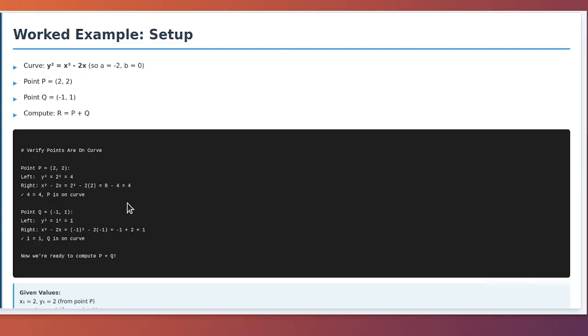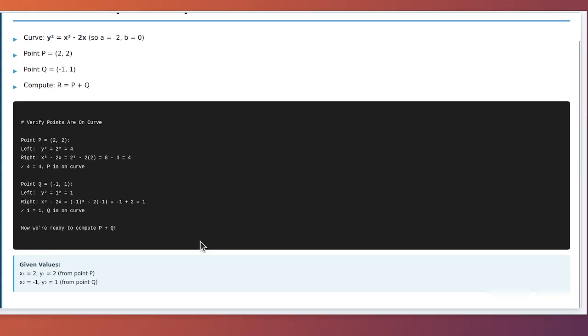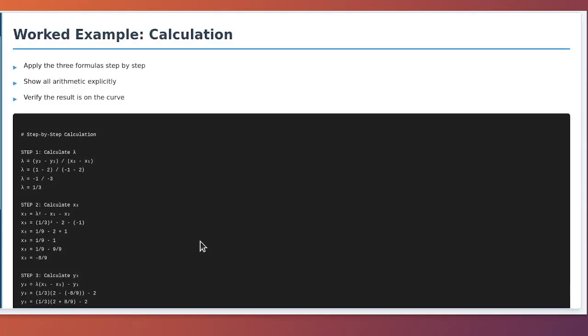Great, now we are ready to compute P plus Q. Our goal is to find R equals (x3, y3) such that R equals P plus Q. We will use our three formulas. First calculate lambda, then x3, then y3. Let us work through each step carefully, showing all the arithmetic. Worked example, Part 2: computing the result.